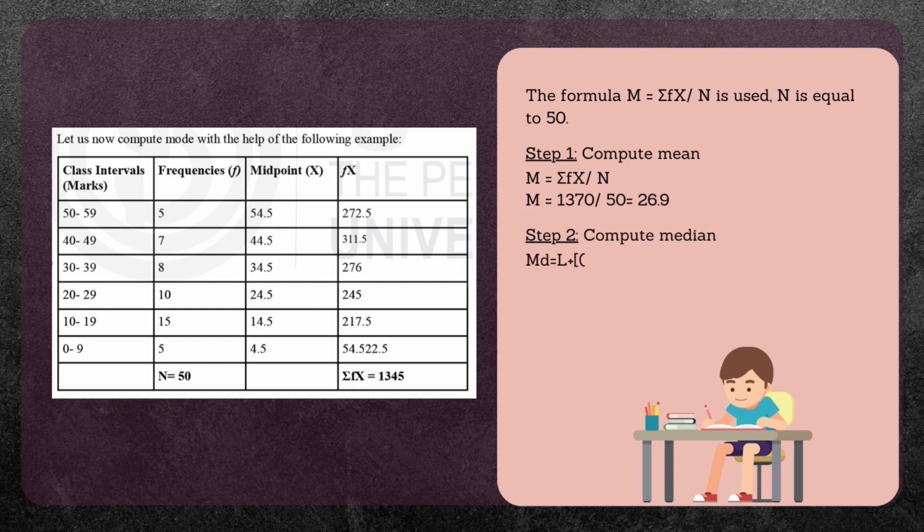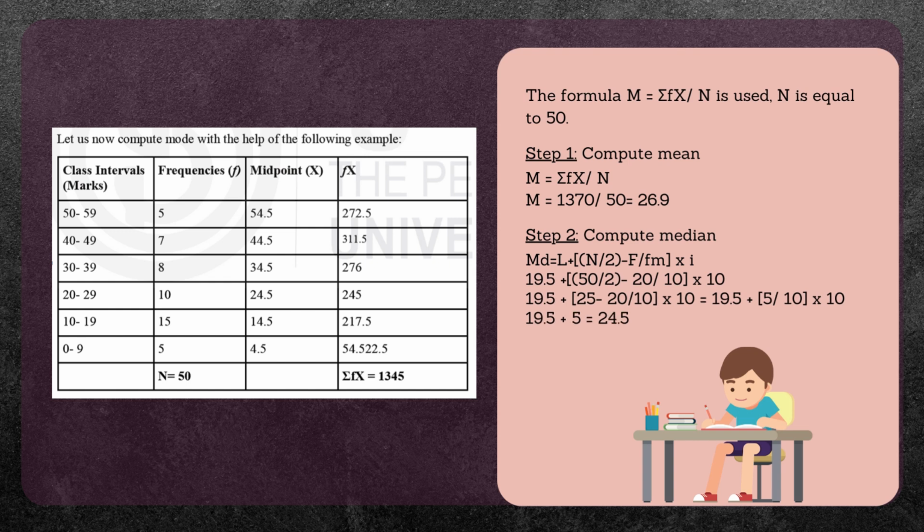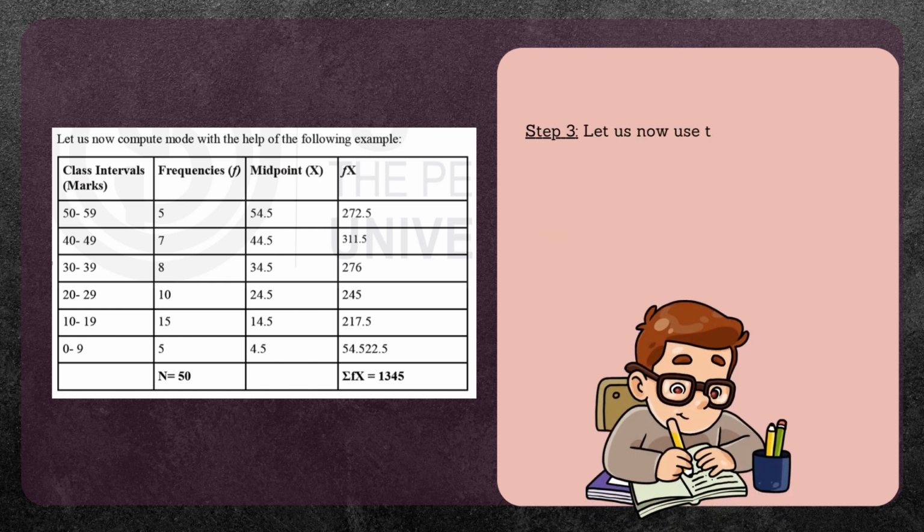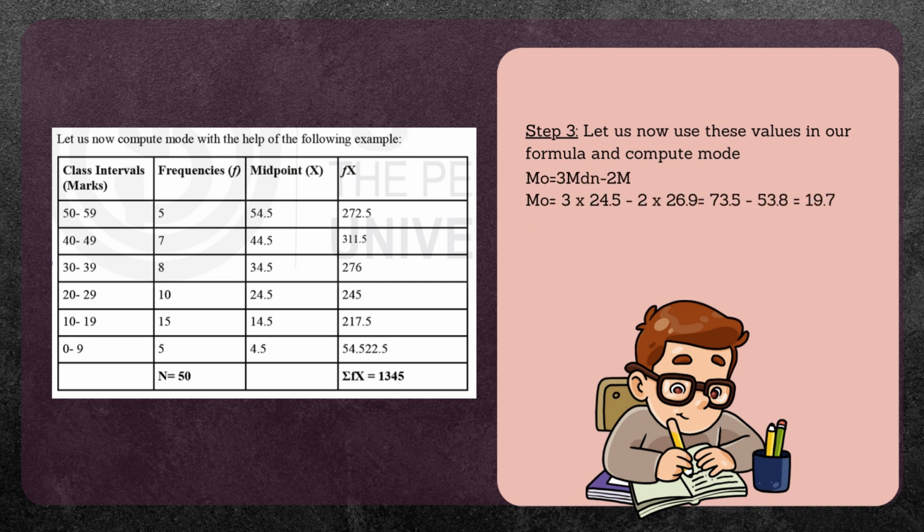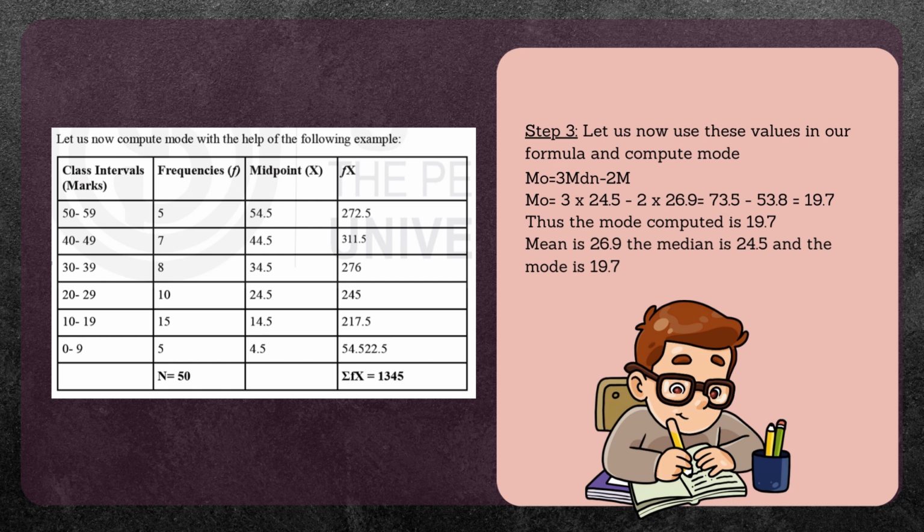So here we have calculated the mean as 26.9, and the median, which we have already calculated earlier, and we can use these two values for the calculation of mode, which is 3 median minus 2 mean: 3 into 24.5 minus 2 into 26.5, which gives us 19.5. Thus you can see here the mode is 19.5.